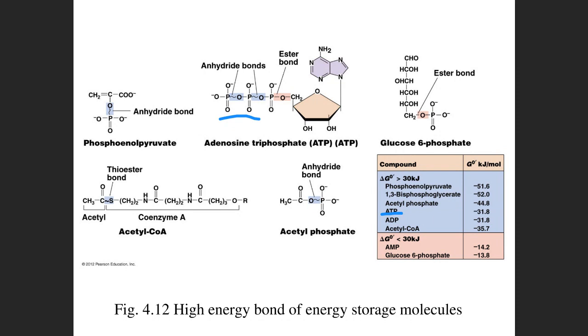So according to this table, there are 3 molecules. The first one is phosphoenolpyruvate. That's a molecule that can give energy to ATP because it has higher energy than ATP. So if phosphoenolpyruvate runs into ADP, it will change ADP into ATP. That's a process called substrate level phosphorylation.